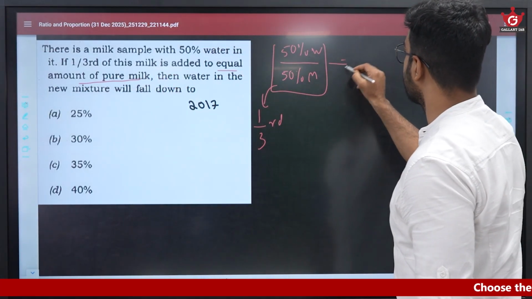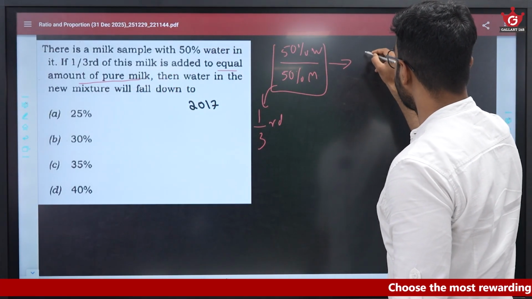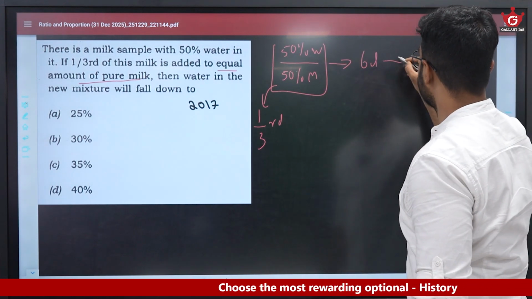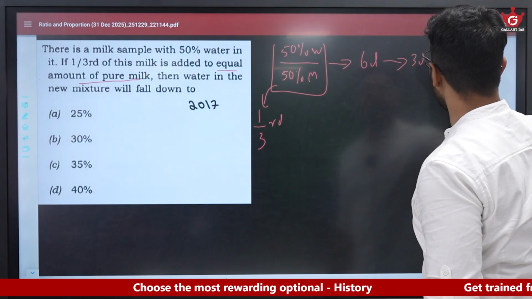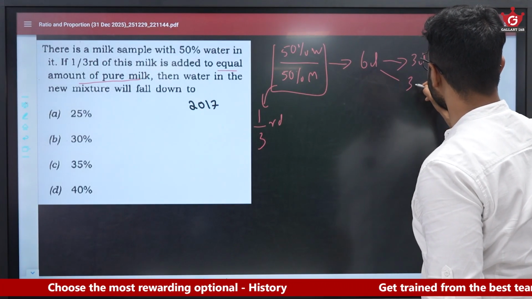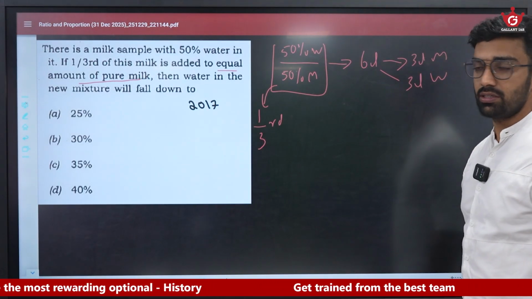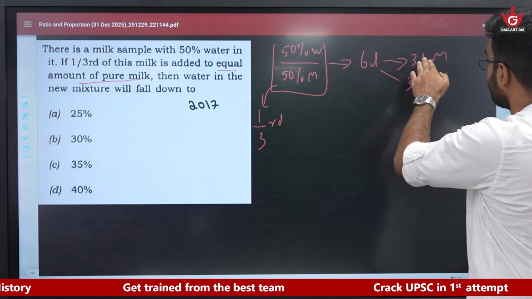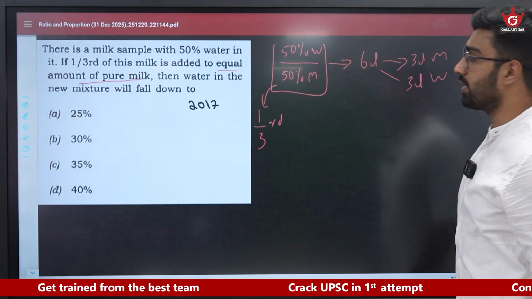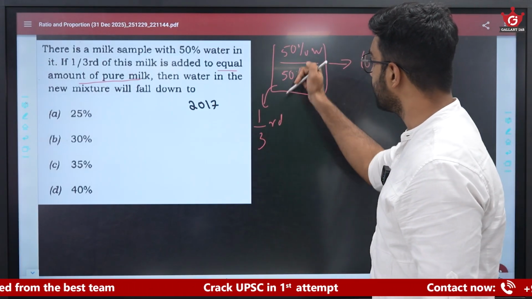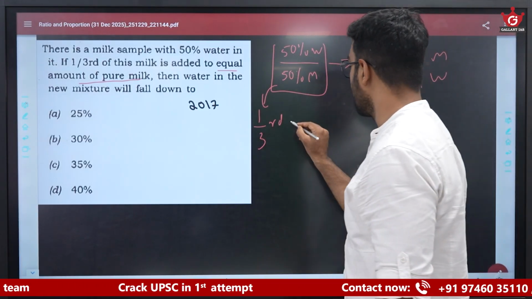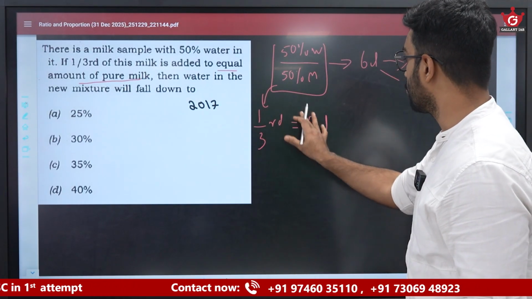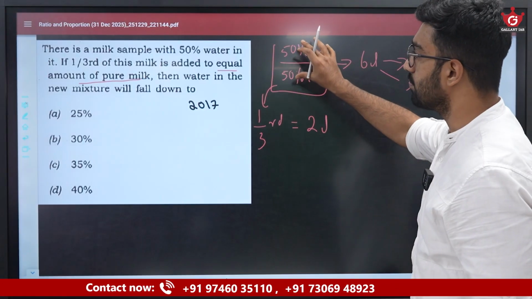Let us assume that this mixture contains 6 liters. That is, 6 liters means 3 liters of milk and 3 liters of water. That is how it is 50% water and 50% milk. Now 1/3 of this mixture is taken out, which means it is 2 liters.